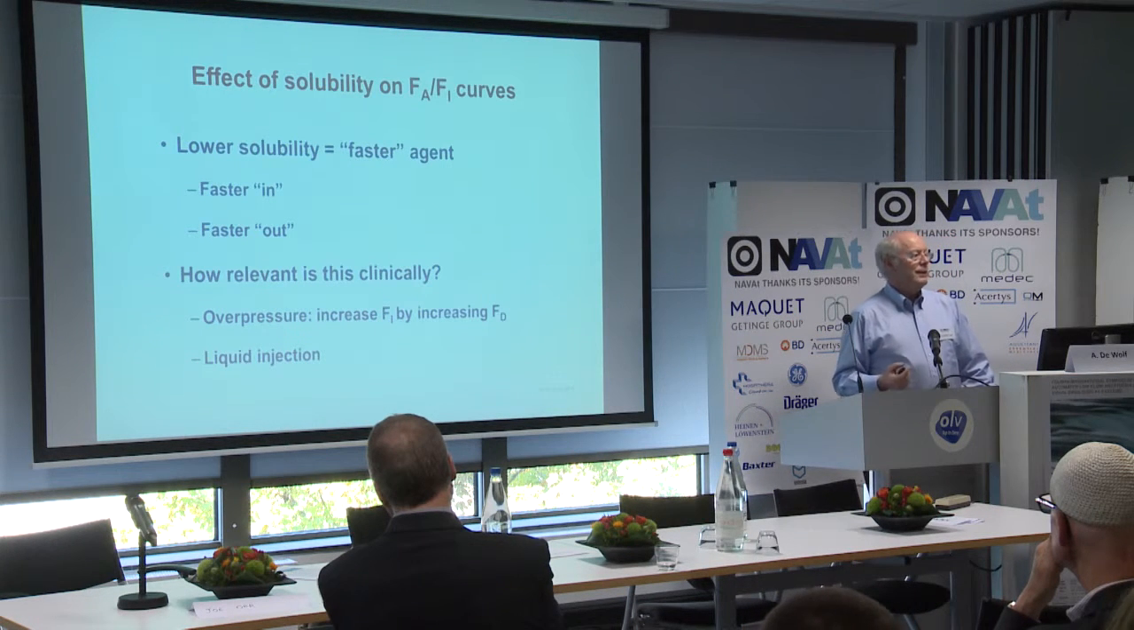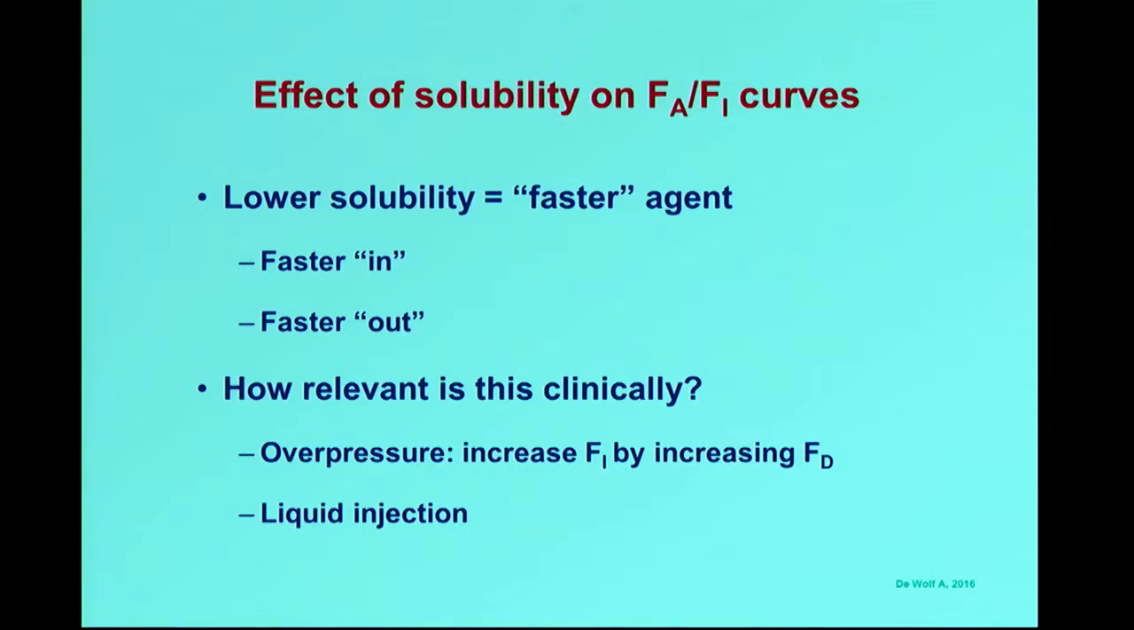The question is, how clinically relevant is that? Who cares whether it's really faster? And I would argue that clinically, faster in is not really that important for several reasons. For example, first of all, you can use overpressure in the beginning of the case. In other words, you can increase your FI significantly higher than what your target FA will be later on. So you can crank up your vaporizer setting and therefore your inspired concentration significantly higher than your target. And that is the use of overpressure.